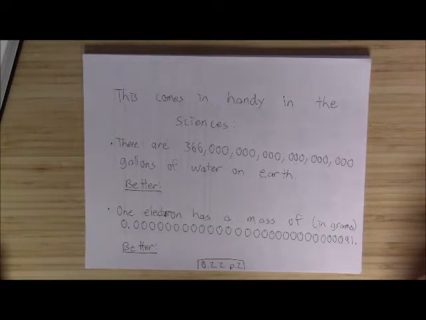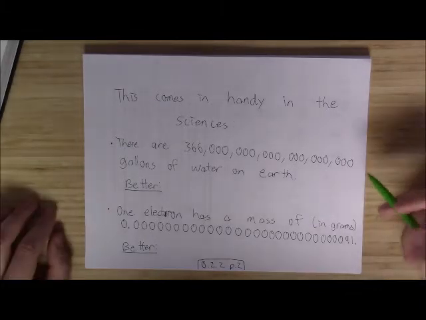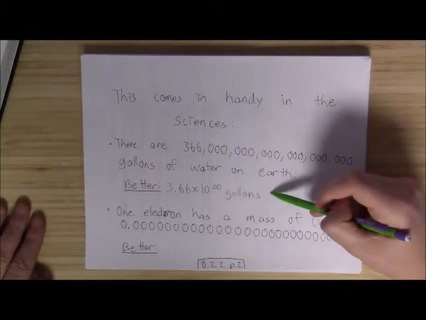So for example, there are 366 billion gallons of water on Earth. That's a really large number, but we can use scientific notation to write it in a better form. We can write it as 3.66 times 10 to the 20th power gallons.